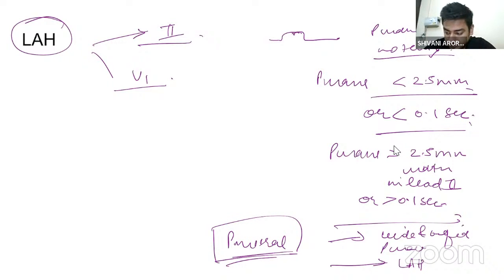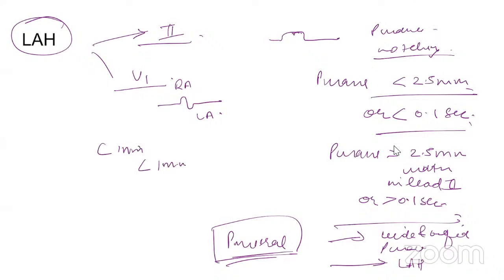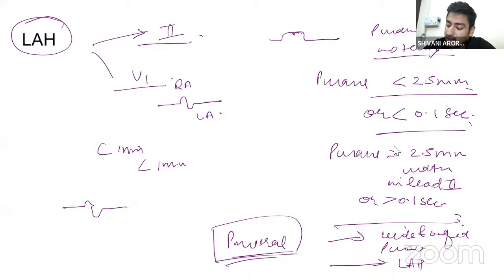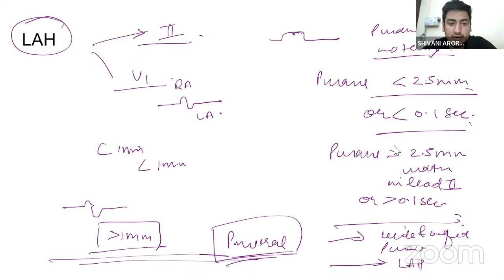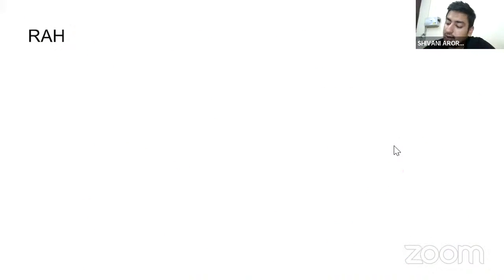In lead V1, the normal P wave is biphasic. That is, there is an upward deflection due to RA and a downward deflection because of LA, and each deflection is less than 1 mm. In LA hypertrophy, the upward deflection would be normal, but the downward deflection would increase in size and would be more than 1 mm. This is how we look for LA enlargement in an ECG.